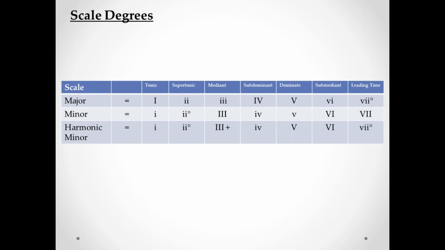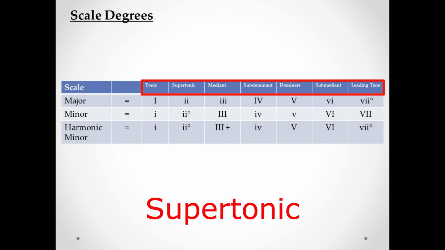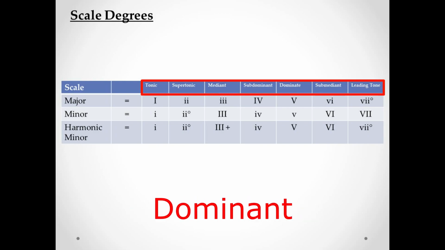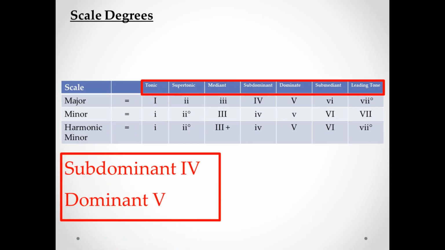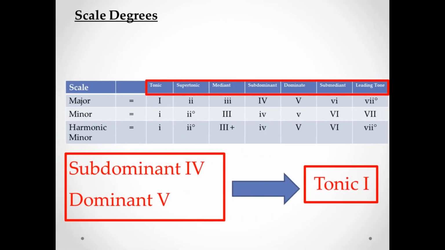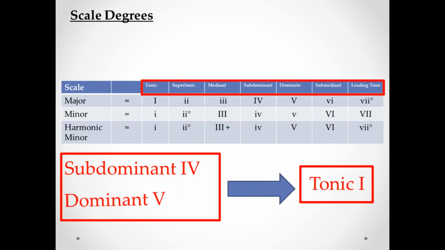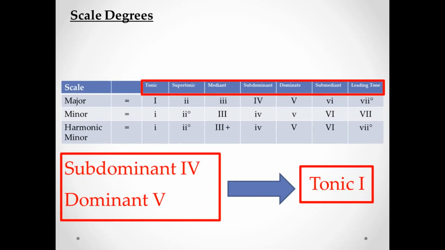Before we learn about chord progressions, we should look at the scale degrees. They are the tonic, the supertonic, the mediant, the subdominant, the dominant, submediant, and the leading tone. Both the subdominant and the dominant resolve very well to the tonic. Here's an example of the dominant resolving to the tonic in C major. And here's an example of the subdominant resolving to the tonic in C major.